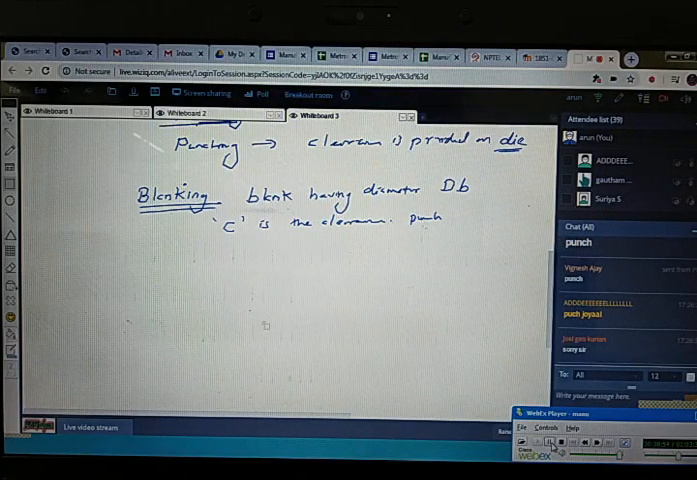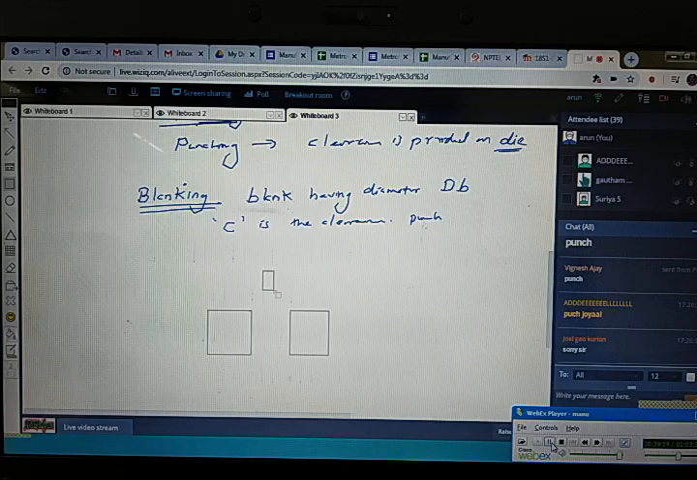Okay. So let's make a drawing for that. Here is a die, and the workpiece is kept over here, and then the punch is here like this. And the workpiece is kept in between these two.